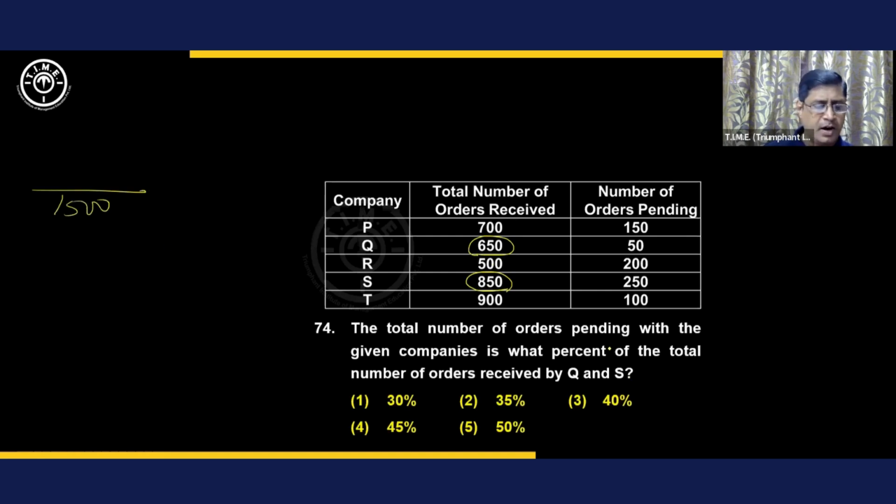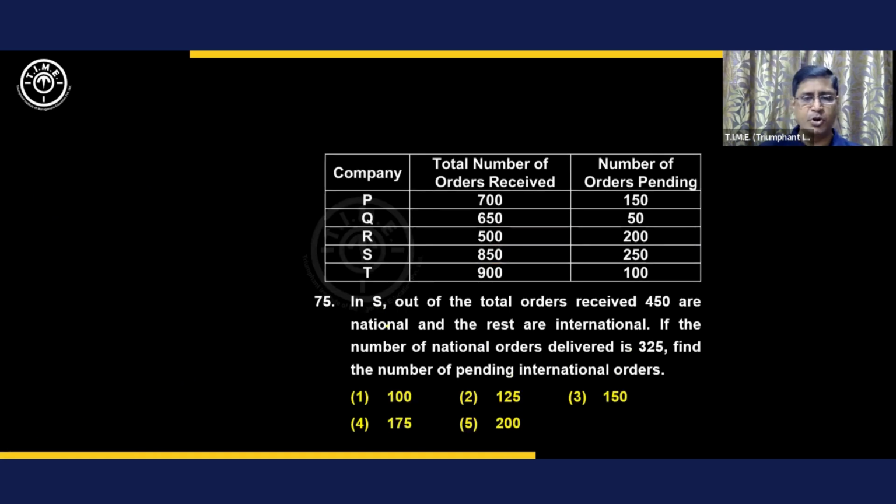What is the total number of orders pending? 150 plus 50, 200. 200 plus 200, 400. 400 plus 350, 750. So 750 upon 1500 into 100. It is exactly 1 by 2. What do you mean by 1 by 2? 1 by 2 is equal to 50%. Right choice is option number 5. Fifth choice is the right answer. Now look at the next example on your screen.